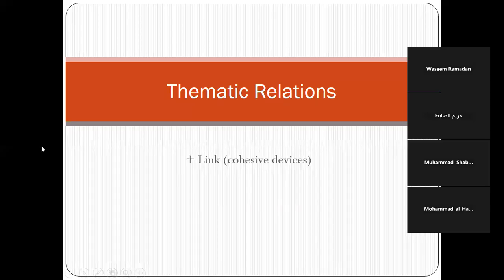So, first of all, this should be skill number 3, right? Yes. Okay, good, Mariam. So when I send this PowerPoint today, this should be copied on your copybooks in the skill section as skill number 3, thematic relations and cohesive devices. So you copy it on your copybooks on the skills as skill number 3, divided into A and B. Thematic relations A and link or cohesive devices B. So let's start.